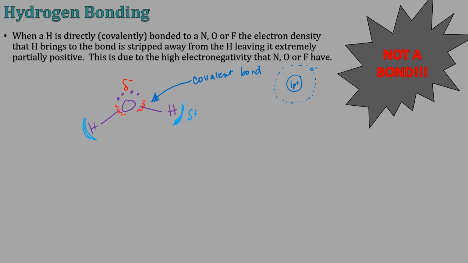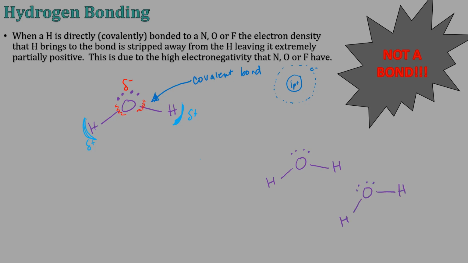So this is happening on both sides, and because of that, this is a special type of polar molecule that forms what we call a hydrogen bond. And so I'm going to draw another water molecule over here, and then one down here.